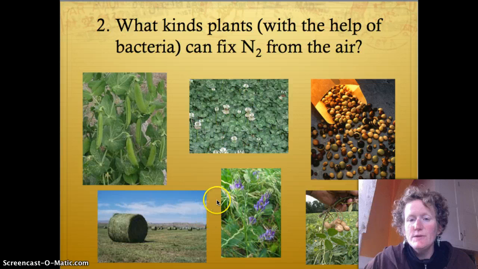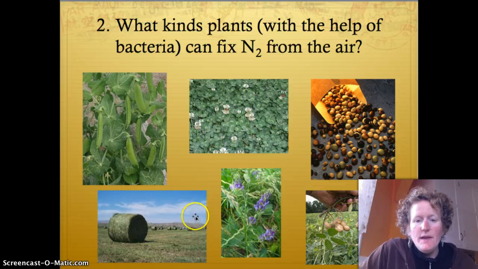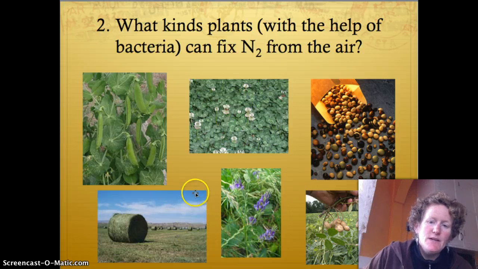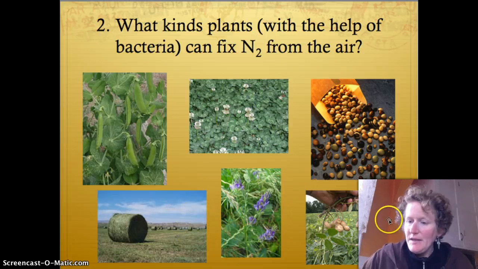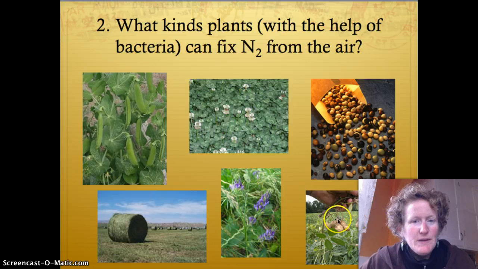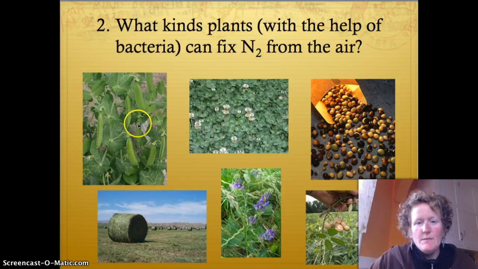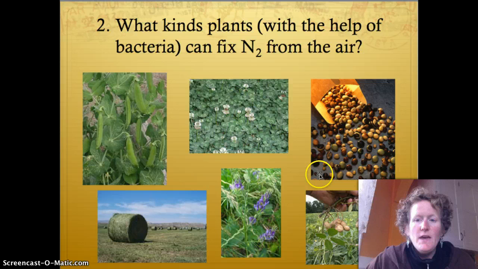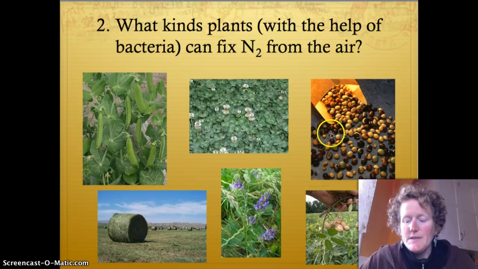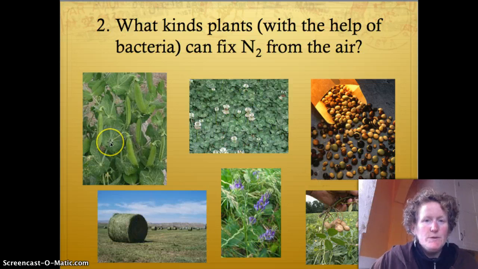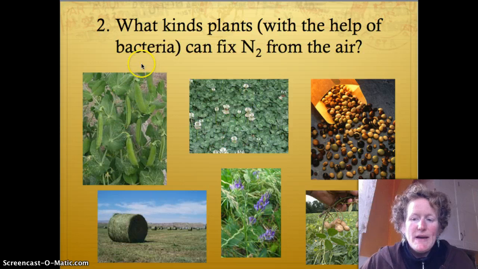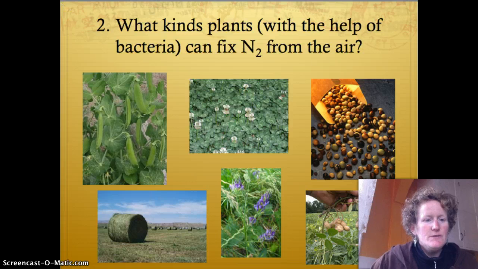Alfalfa has nodules in its roots that are home for bacteria, and that bacteria can fix nitrogen from the air. And peanuts. So peanuts, peas or pea-related plants, clover, alfalfa, and all the legumes, the bean plants, have the unique ability to work with bacteria to fix nitrogen right out of the air, so they don't need nitrogen fertilizer.